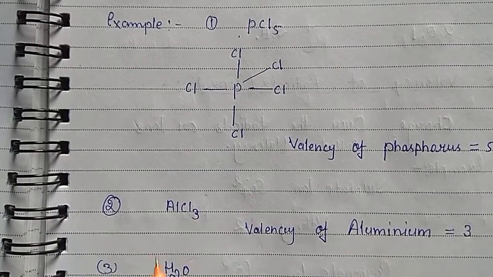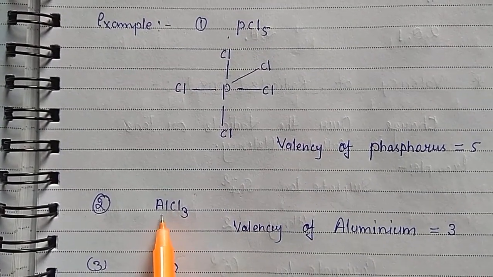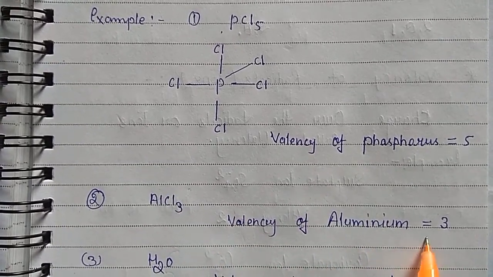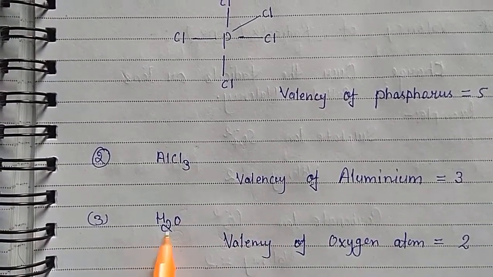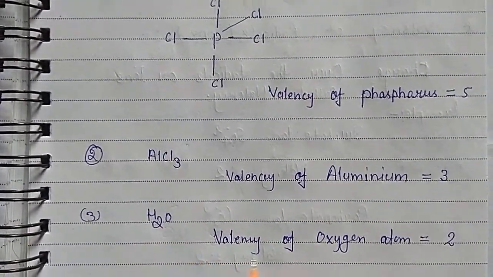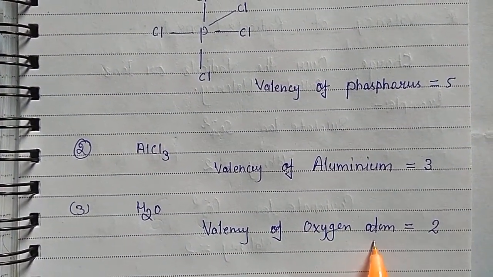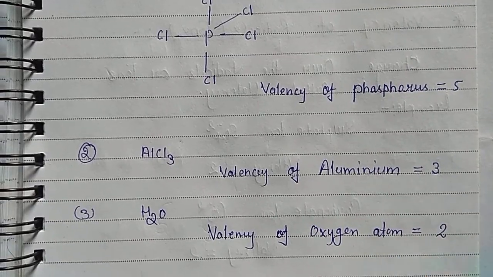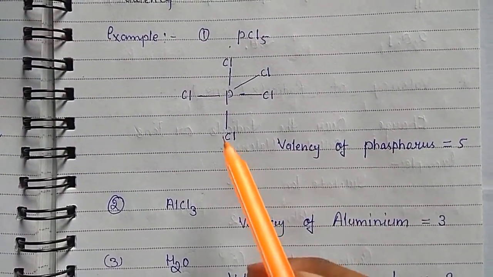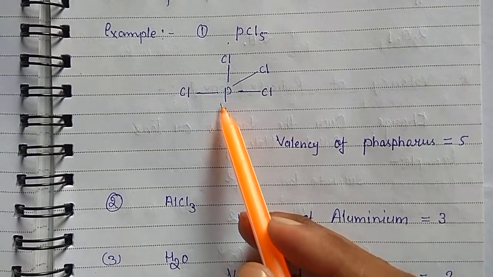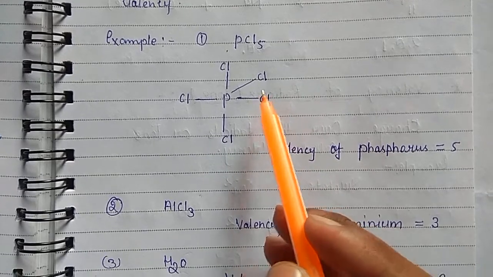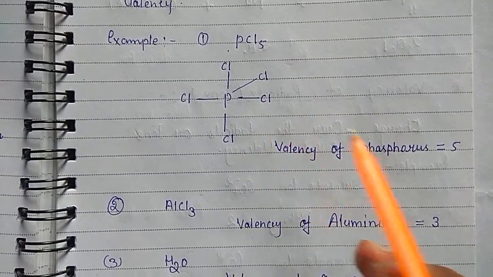Now second example, in AlCl3, aluminium combined with 3 chlorine atoms, so the valency of aluminium is 3. And in H2O, oxygen combined with 2 hydrogen atoms, so the valency of oxygen is equal to 2. Now we can say that the combining capacity of the central element with another element is equal to its valency.